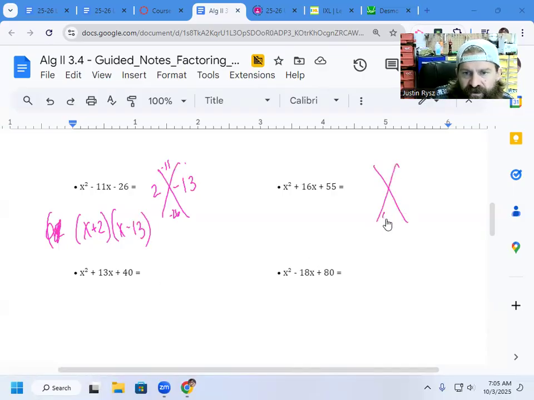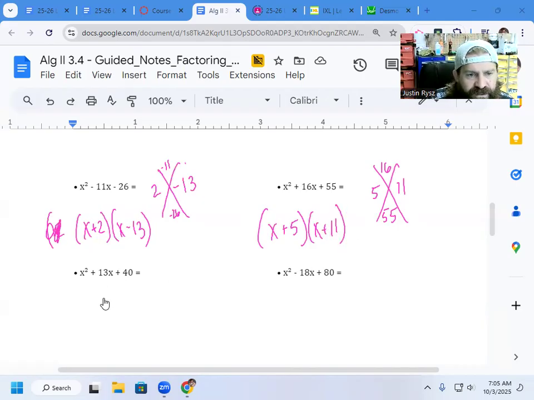All right, here we go. Going back, switching up to positive, positive. Multiplies together to get 55, adds together to get 16. Right off the bat, I'm thinking 5 and 11. 5 plus 11 is 16, 5 times 11 is 55. And they're both going to be positive because we got a plus sign. So x plus 5, x plus 11.